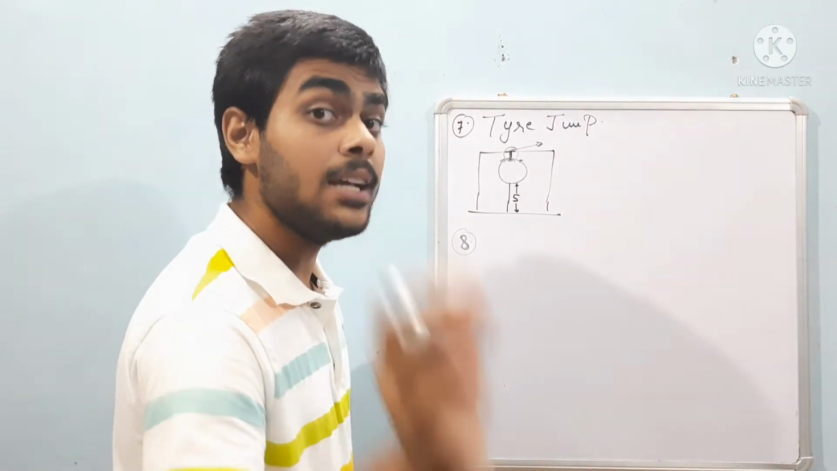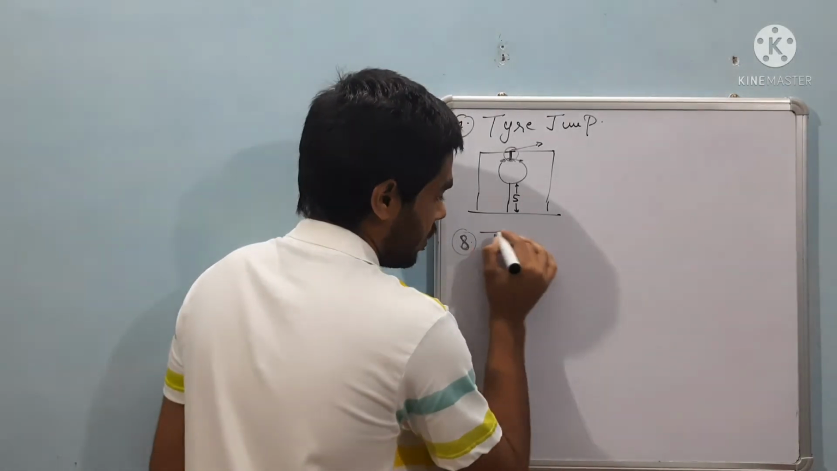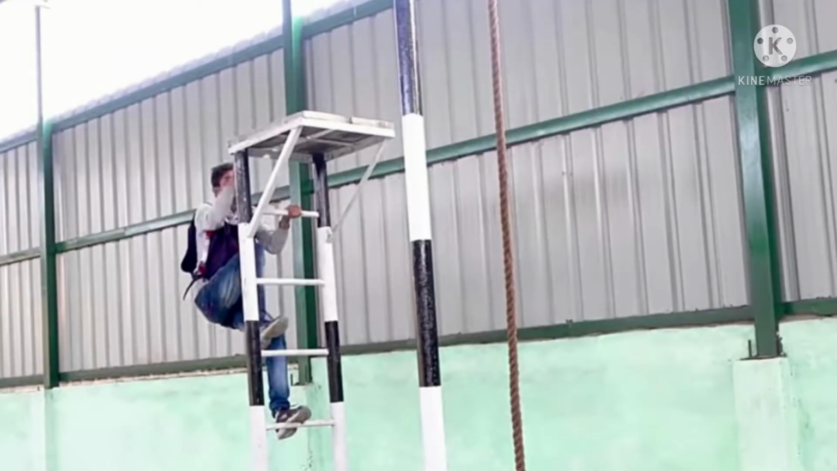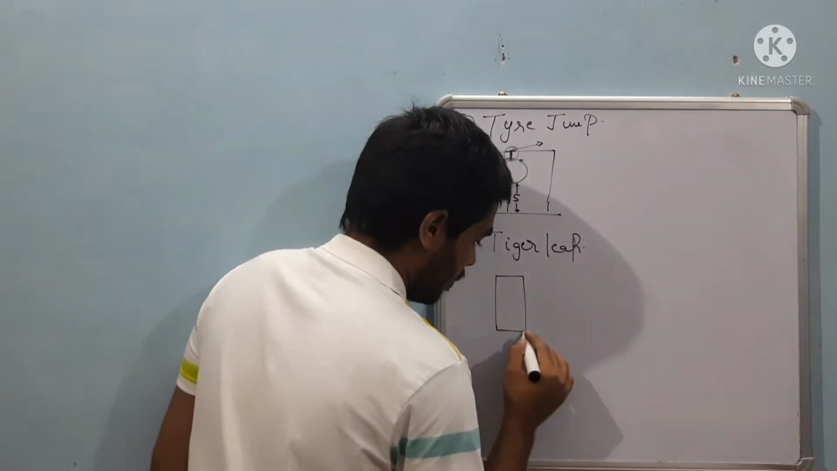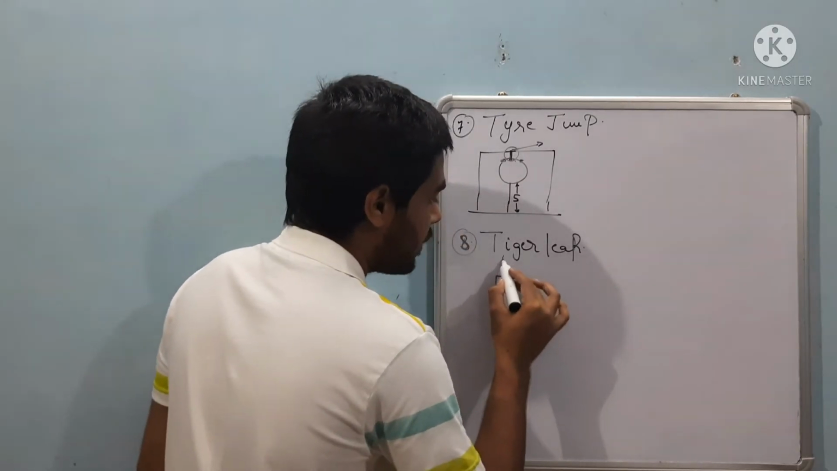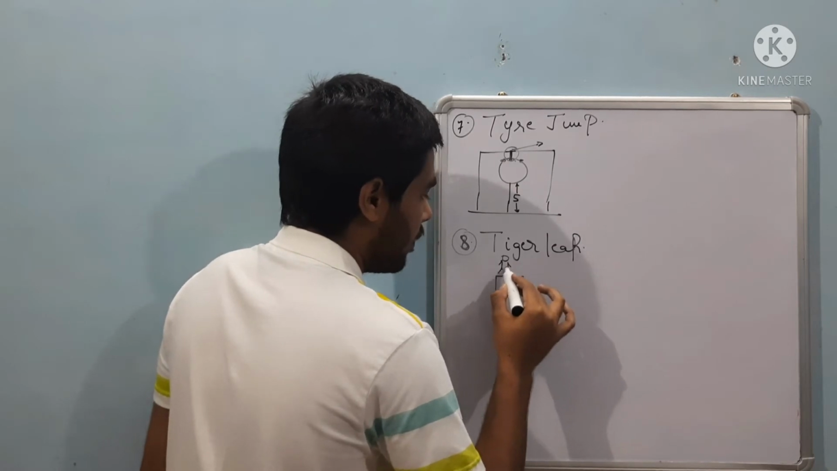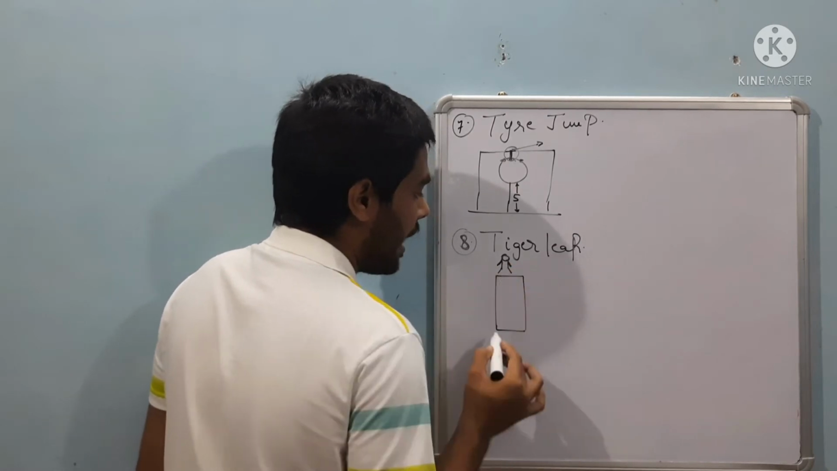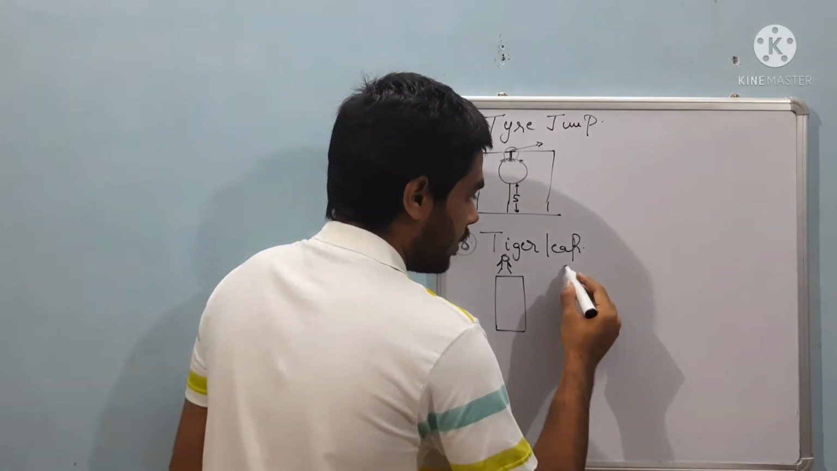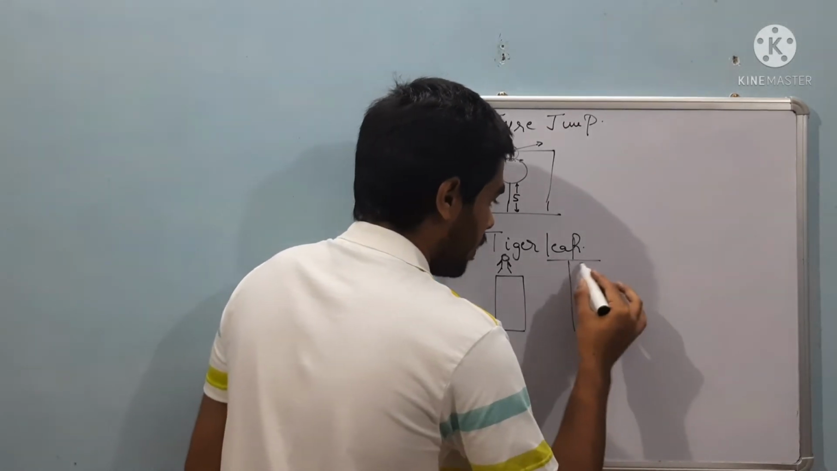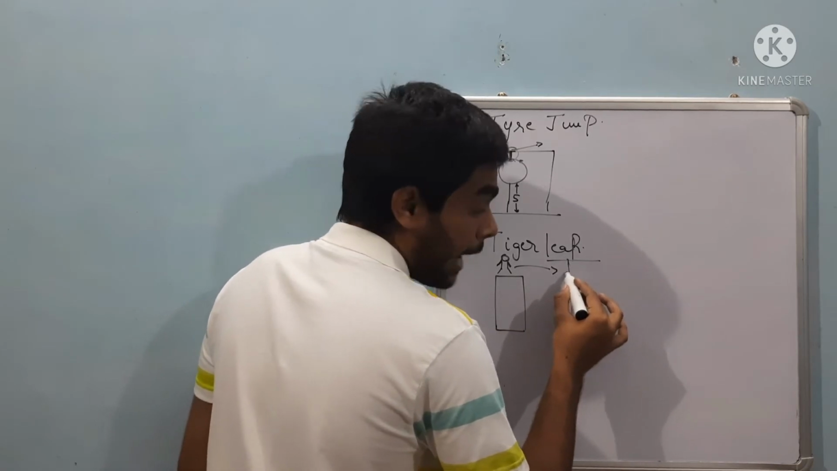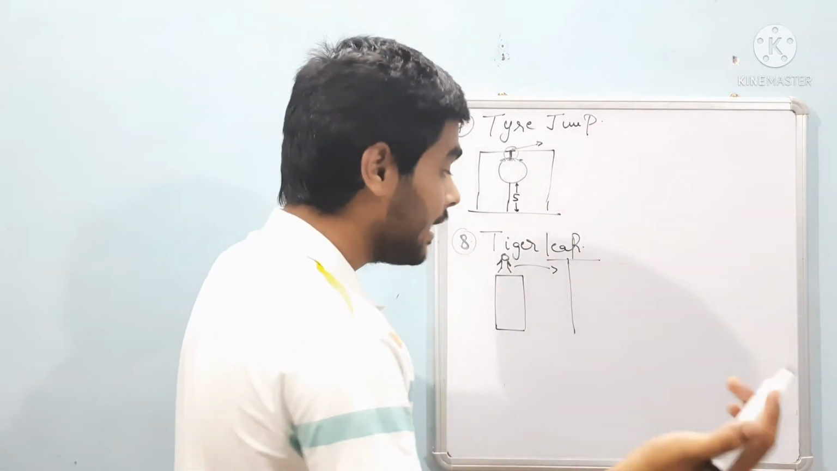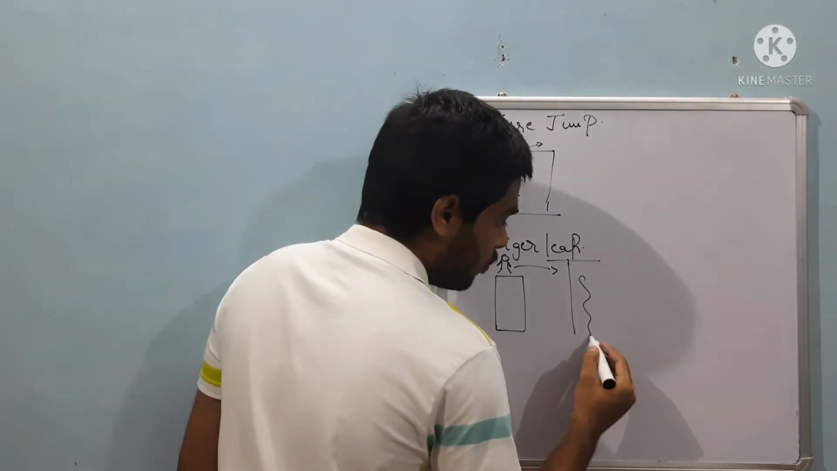So the next obstacle is tiger leap. In this there will be a ladder, and you have to climb the ladder and stand over here. After this there will be a rope, and you have to jump, grab this rope tightly with your hand, and move downwards.